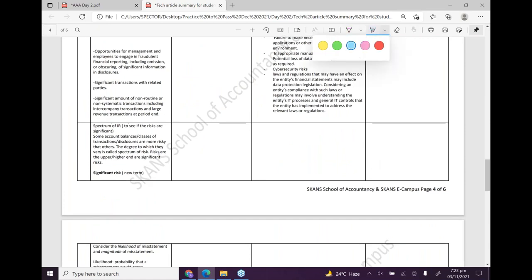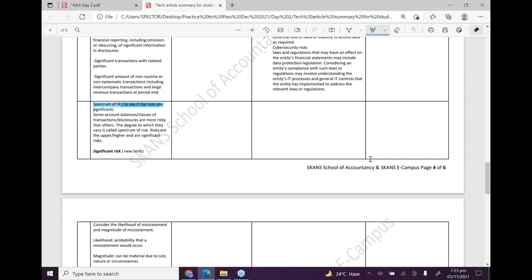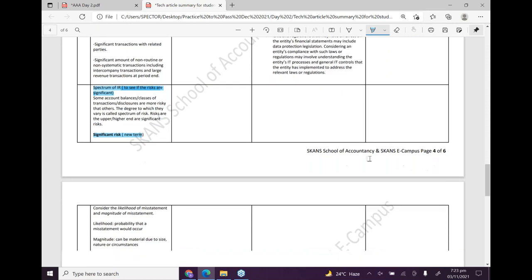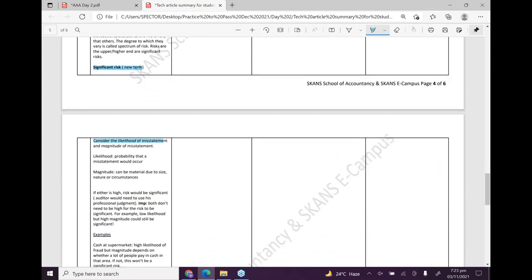Once you've done that, the next step is you have to assess the likelihood and magnitude of each risk. So the chances that the misstatement will happen and how material it would be. So when I say spectrum of risk, I want to see if the risks are significant. Significant risk is the new term as per your ISA. And again, you need to consider the likelihood and magnitude. Once again, I've given examples.